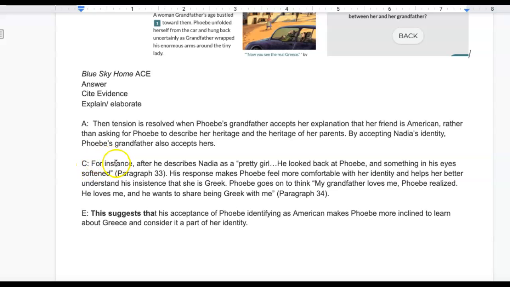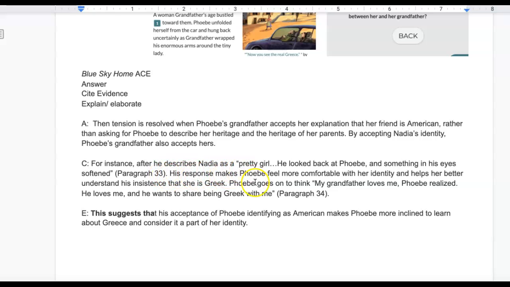For instance, after he describes Nadia as a, quote, pretty girl, he looked back at Phoebe and something in his eyes softened. Paragraph 33 from the text. So I'm citing textual evidence.